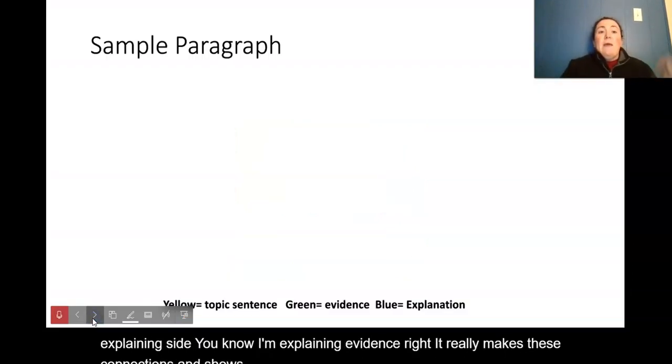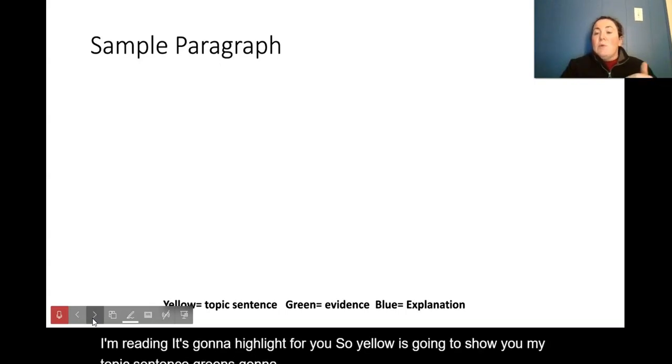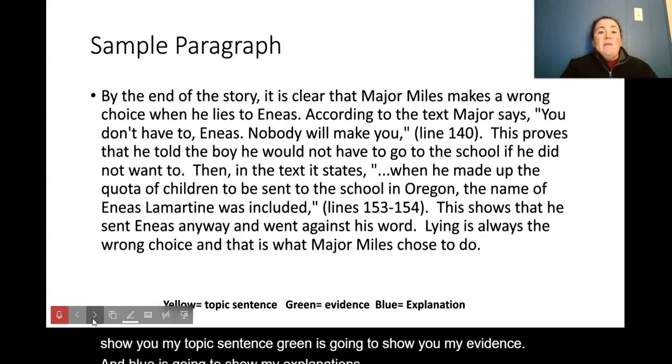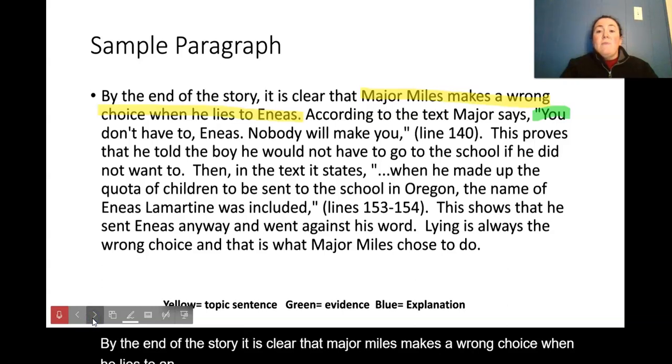So now, here's my sample paragraph. While I'm reading, it's going to highlight for you. Yellow is going to show you my topic sentence, green is going to show you my evidence, and blue is going to show you my explanations. By the end of the story, it is clear that Major Miles makes a wrong choice when he lies to Aeneas. According to the text, Major says, you don't have to, Aeneas, nobody will make you.